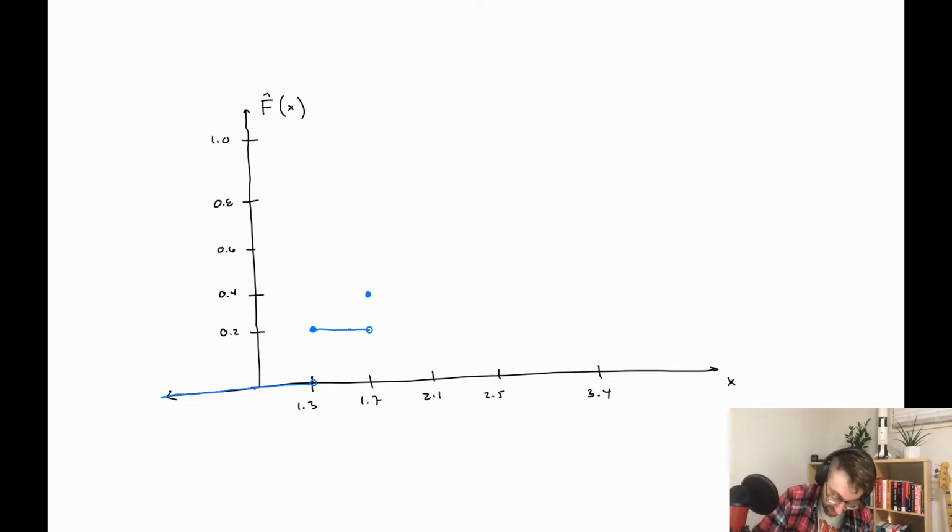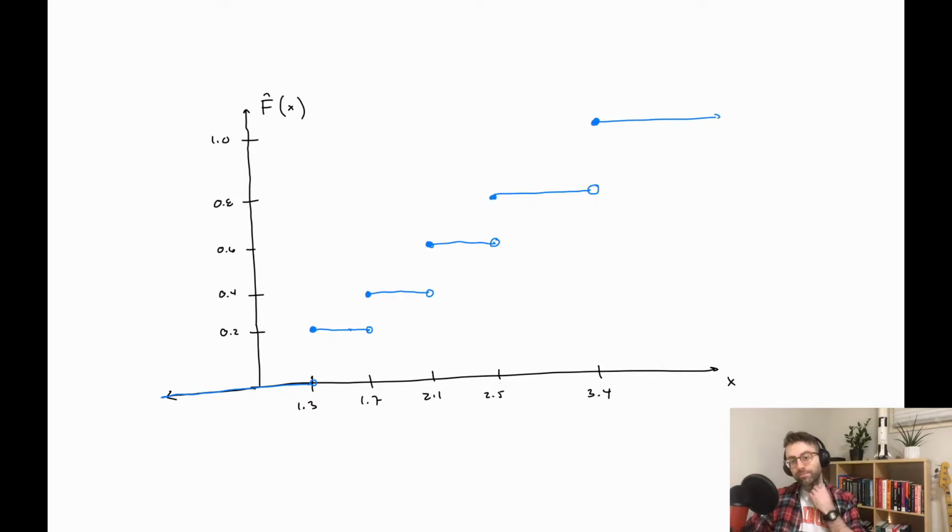But the point is that it's a step function. So then at 2.1, we have a jump to 0.6, and so on and so forth. And then the last thing that we observe is 3.4, so that's when the probability hits 1. And then for any values bigger than 3.4, the CDF returns 1. So that's the idea. Obviously, this is not something that you're going to want to do by hand. You're going to want to do this in a computer, but more on that in a minute.